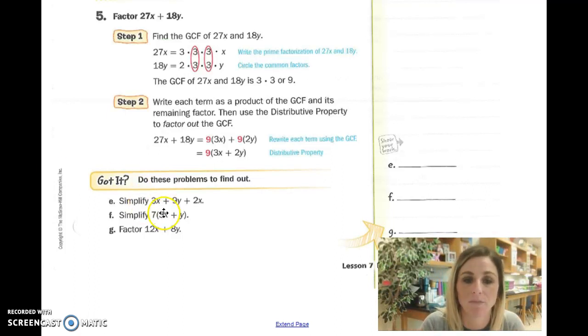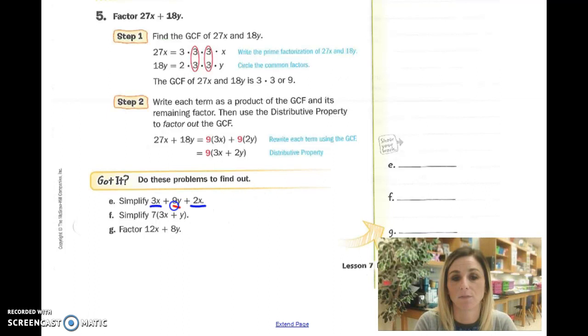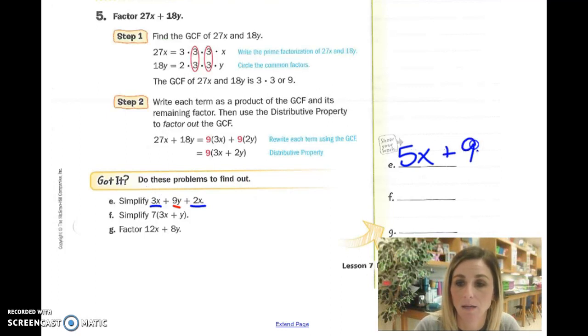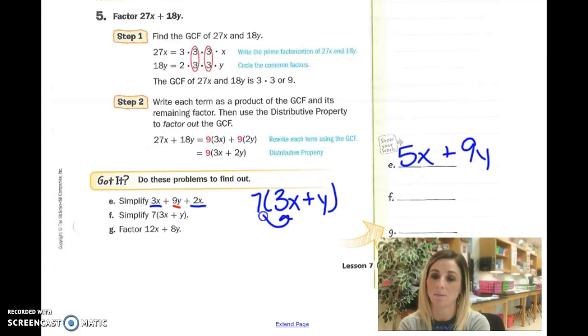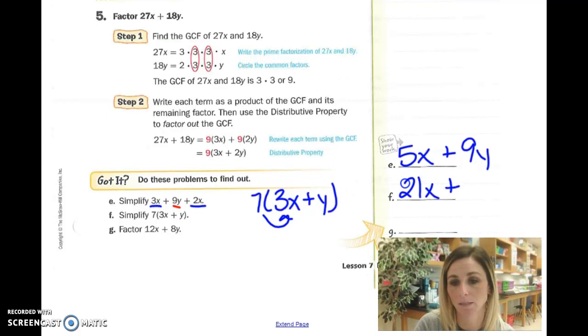Okay, so let's go ahead and simplify. I notice that I have a couple of x's, and then I'm going to underline this one differently. So I notice that I have 3x plus 2x, which gives me 5x's plus a 9y. I'm combining my like terms. On the next one, 7 times 3x plus y, I'm going to distribute. 7 times 3x gives me 21x plus 7 times y gives me 7y.